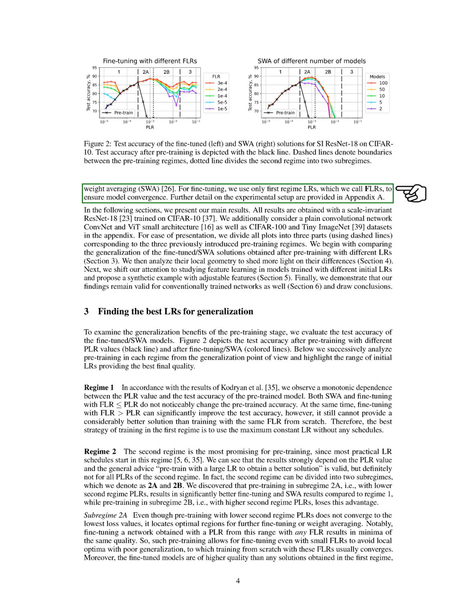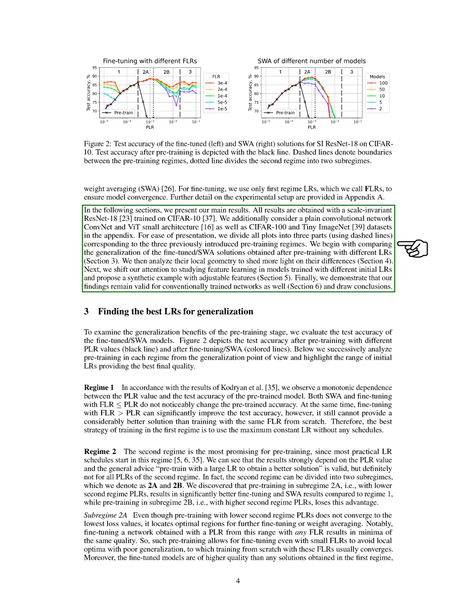For fine-tuning, we only used first-regime LRs, referred to as FLRs, to ensure convergence. We provide more details about our experimental setup in the appendix. Our main results, obtained using a scale-invariant RESNET18 on the CIFAR10 dataset, are presented in the following sections. We also considered other architectures and datasets, which are detailed in the appendix.